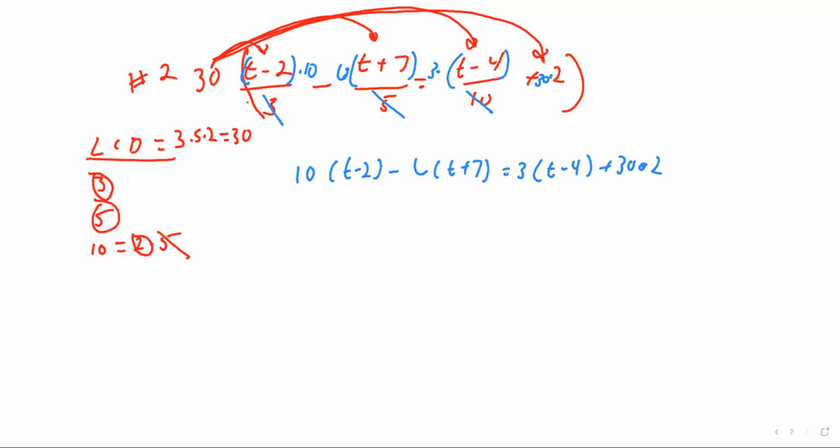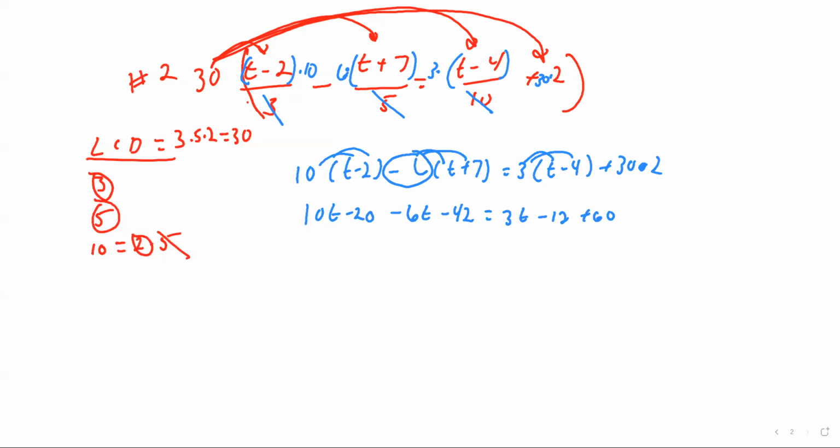Very good. So the goal of a rational equation is to turn it into a linear equation, so it's a lot easier for us to solve. All right, here we go. So I'm going to take the 10, distribute out, so I get 10t minus 20. Am I multiplying by just a 6? Good. That minus sign will be attached to that number. So when I distribute, it does become negative 6t minus 42. Then come over here, equal 3t minus 12. And then that's a big multiplication sign there, plus 60.